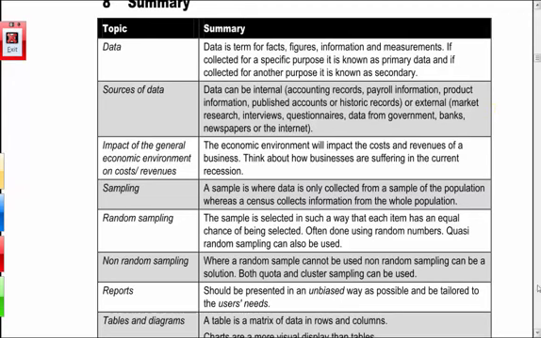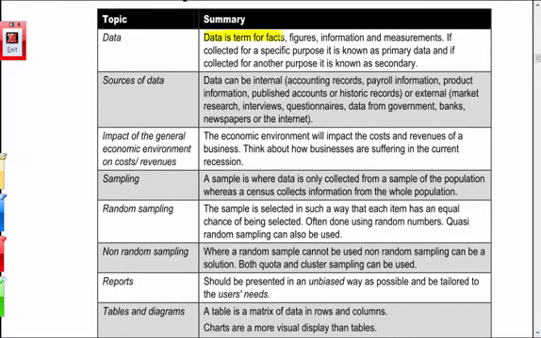In this chapter then you need to have a broad overview of lots of different things. So we looked at data, data being the term for facts, figures and information and measurements. Primary data if you collect it for a specific purpose, but if someone else collected it or for another purpose, it's known as secondary data. Where does data come from? Well, it could be internal or external information, and there are numerous different sources of information. The economic environment also has an impact on costs and revenues, and one of the things that we looked at was how businesses might be affected by a recession.